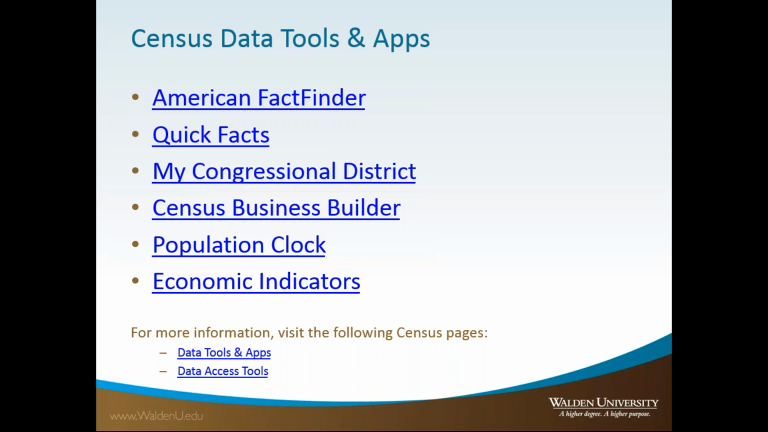So if you do need information about a particular congressional district, you'll want to use the My Congressional District tool. And if you're looking for economic indicators, or if you're interested in small businesses and you want to know where would be the best place to locate your business, the Census Business Builder is good for that. There's also a population clock and an economic indicators tool. And you can read more about the various tools at your disposal by clicking on these links at the bottom of this slide.